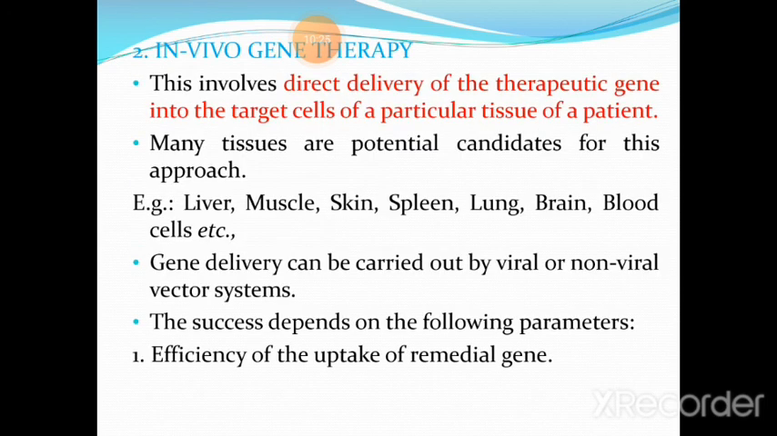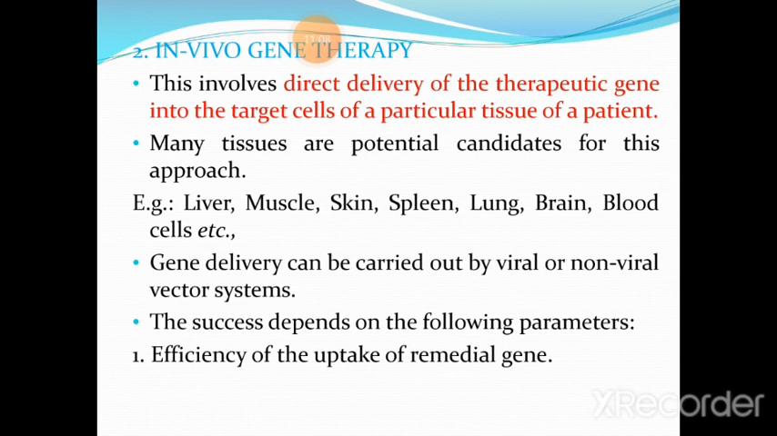Then the other type is in vivo gene therapy. This involves directed delivery of the therapeutic gene into the target cells of a particular tissue of a patient. It is done inside the patient's body. Many tissues are potential candidates for this, like liver, muscle, skin, spleen, lung, brain, blood cells, etc. And here, gene delivery can be carried out either by viral method or by non-viral vector systems. You can do both ways, though right now viral vector systems are used.